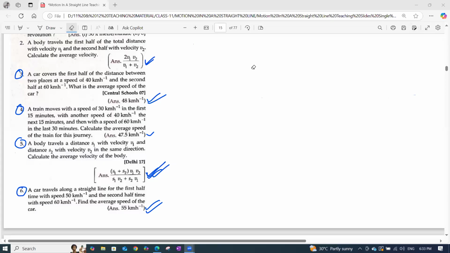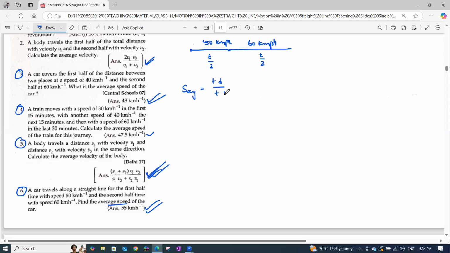So how to solve this sixth question? A car travels along a straight line for the first half time with the speed 50 km per hour. So the first half time, if you take total time as t, this is t by 2 with speed 50 kmph. And the second half of the time, t by 2 with speed 60 kmph. Now what is the average speed? We know the formula: average speed is equal to total distance upon total time.